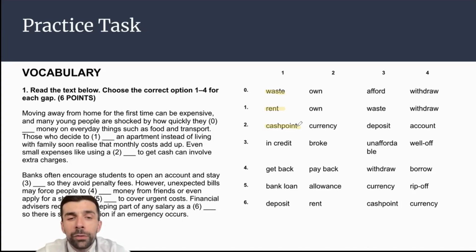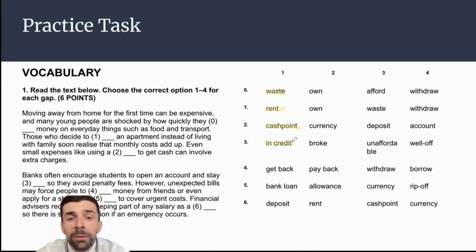Banks often encourage students to open an account and stay in credit so that they avoid penalty fees. In credit means that you have money in your account. Stay broke, it would be a problem. The bank probably doesn't like that. Unaffordable is about things, not about people. And well off, well, I'm sure the banks would like people to stay well off, but this isn't something they usually encourage people to do. Because well off means be wealthy. The bank can't encourage us to say, go be wealthy today.